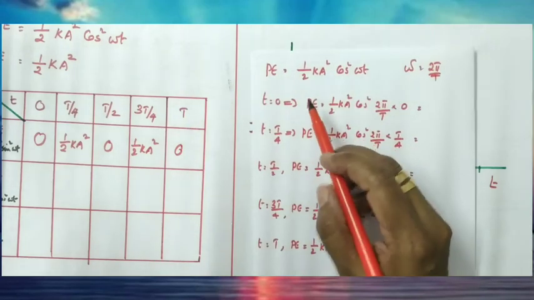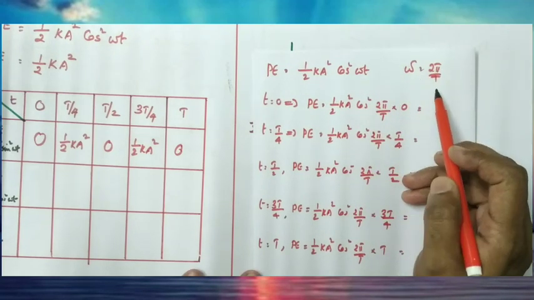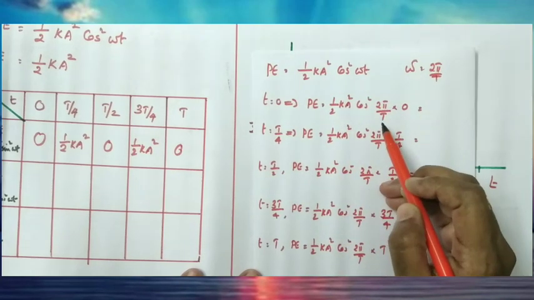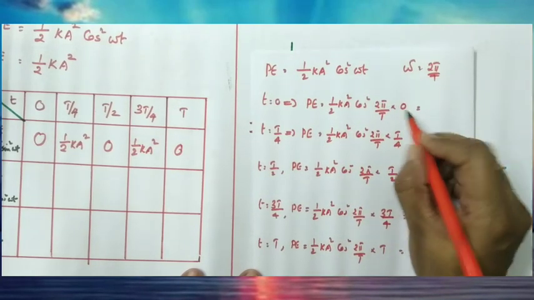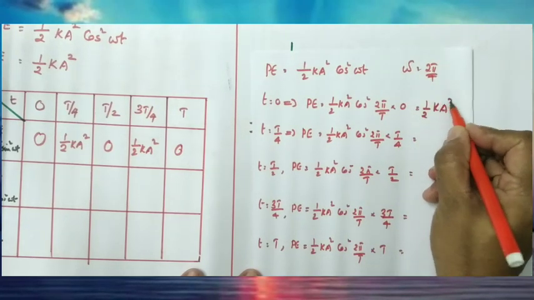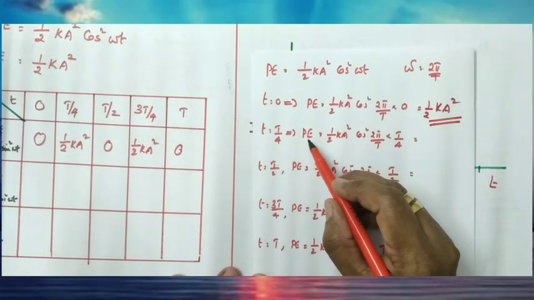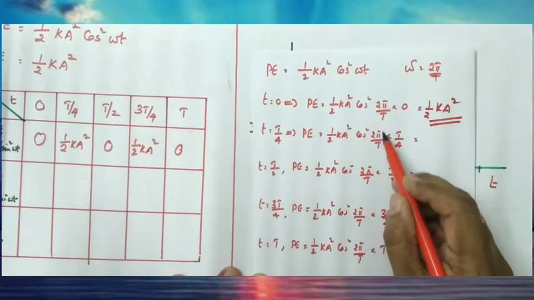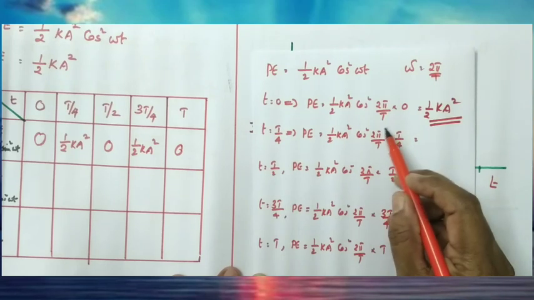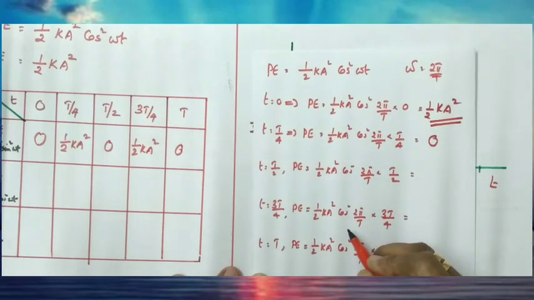Now we can draw the graph relating potential energy and time. We have potential energy is half k a square cos square omega t. Here also omega is 2 pi by T. For t equal to 0, we put omega 2 pi by T into time 0. So what is the answer? Cos 0 is 1, so the answer is half k a square. Then now t is equal to T by 4. At that time potential energy is half k a square into cos square 2 pi by T into T divided by 4. So here it is pi by 2. Cos pi by 2 is 0. So here it is 0.